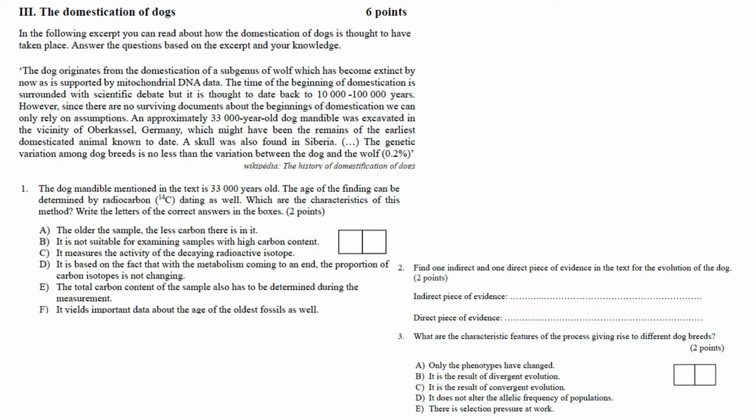Exercise 3, the domestication of dogs. In the following excerpt, you can read about the domestication of dogs it is thought to have taken place. Answer the questions based on the excerpt and your knowledge. The dog originates from the domestication of a subgenus of wolf, which has become extinct by now and is supported by mitochondrial DNA data. The time of the beginning of domestication is surrounded with scientific debate, but it is thought to date back to 10,000 to 100,000 years.